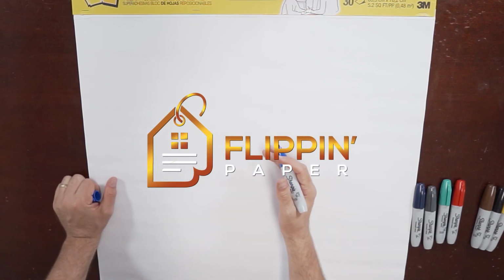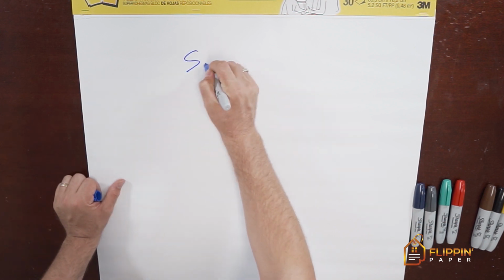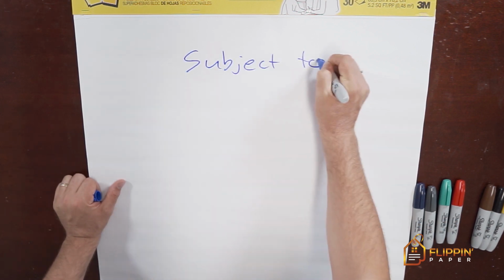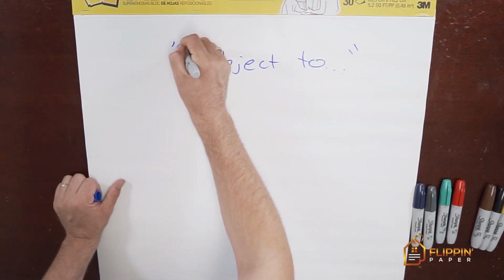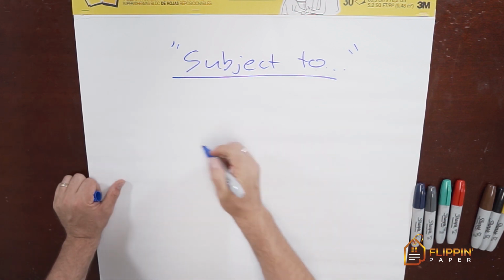Let's talk about another transaction that you'll run into. And this is one of my favorite transactions in seller finance. It's called the subject to transaction. And what does that even mean? Subject to existing mortgage. Let me explain.